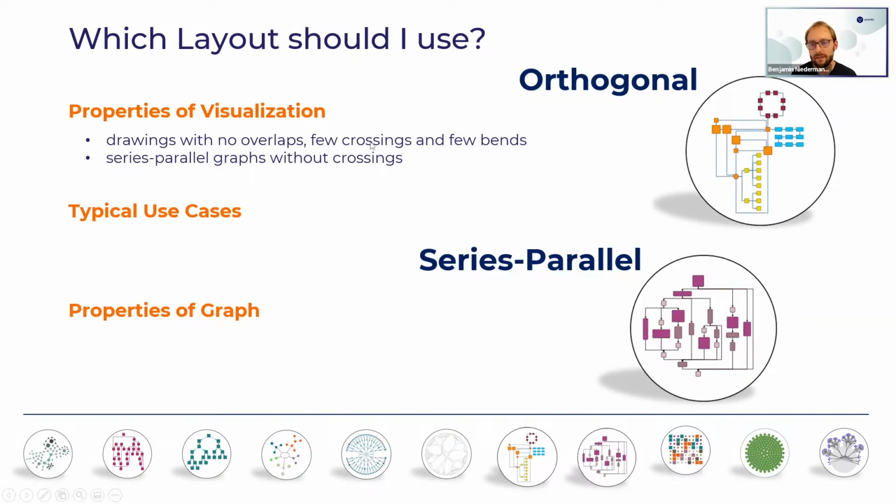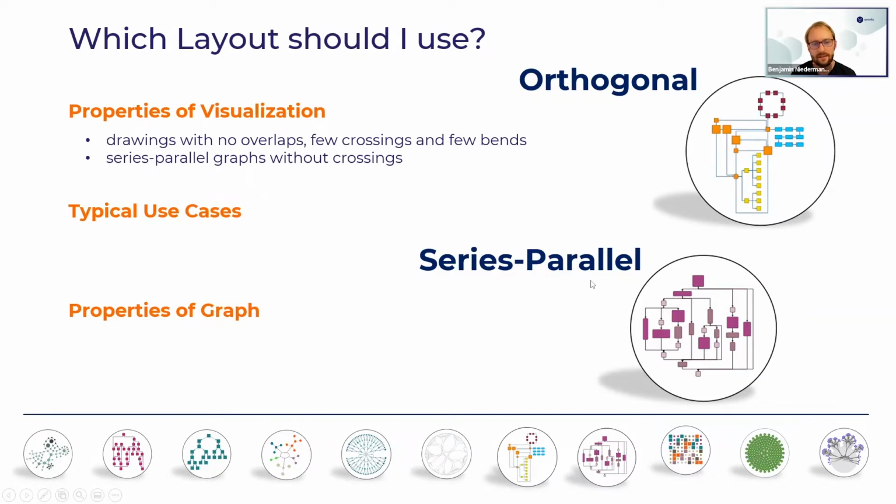Further, it's not always possible to avoid all crossings between edges, but typically this is optimized by the layout algorithm. So you only get few crossings if the graph that you input allows this. And the same also applies for the bends. This is basically optimized by the orthogonal layout algorithm, the number of bends. And the series parallel graphs, so this basically applies for the orthogonal layout.